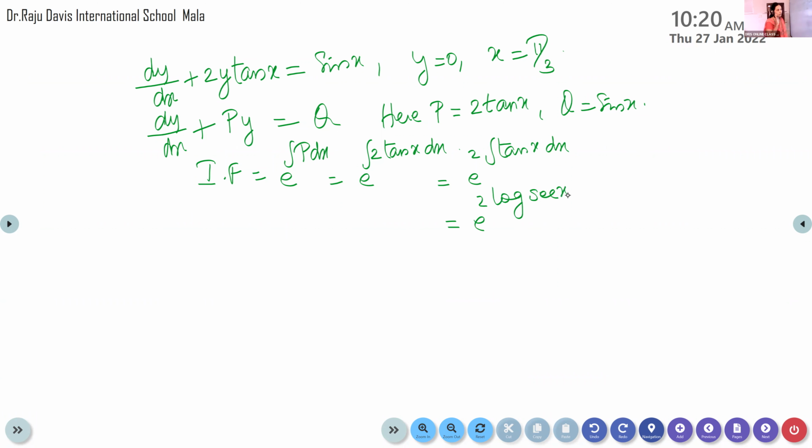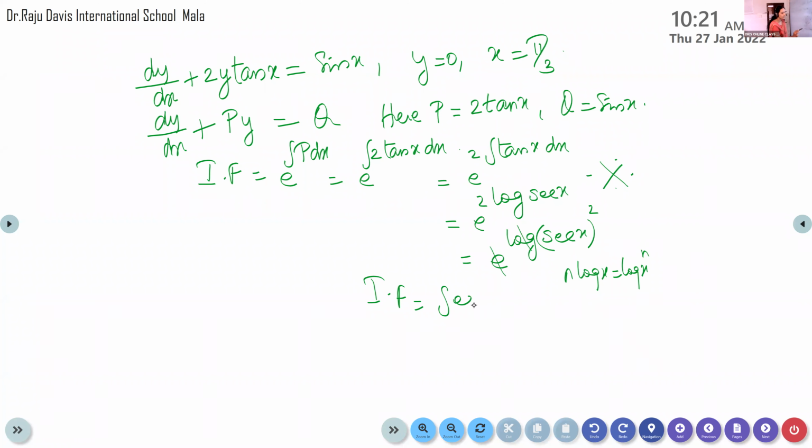Now listen, children, note down this point. We are going to apply the property of log. We write this as e raised to log sec x the whole square. What is n log x? n log x is log x raised to n. E and log will get cancelled. Therefore, what is the integrating factor? Sec square x is the integrating factor. Integral of tan x is log sec x, then this 2 we take to the power, and e and log get cancelled, so we get sec square x.